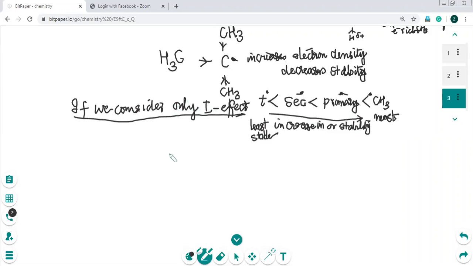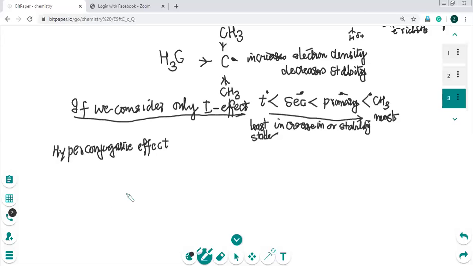Now let us look at another effect. What is called hyperconjugative effect. I will explain to you what is hyperconjugative effect based on this only. Look here, hyperconjugative effect. Hyperconjugative effect is a flow of electron through sigma bonds of hydrogen atoms.